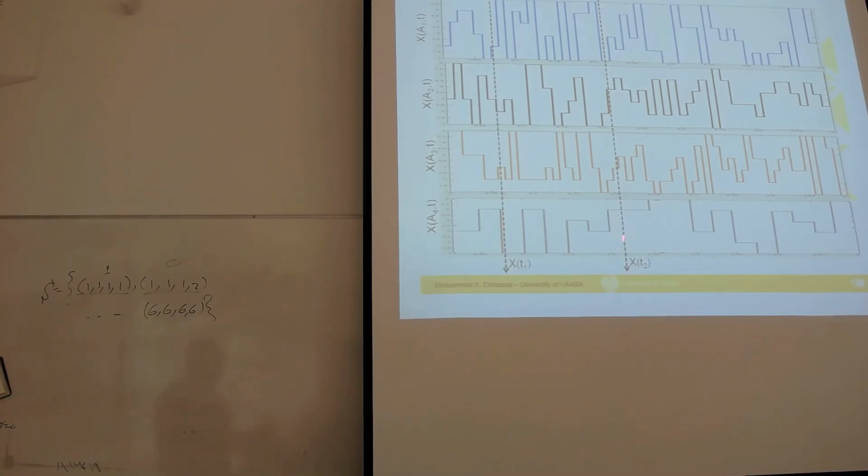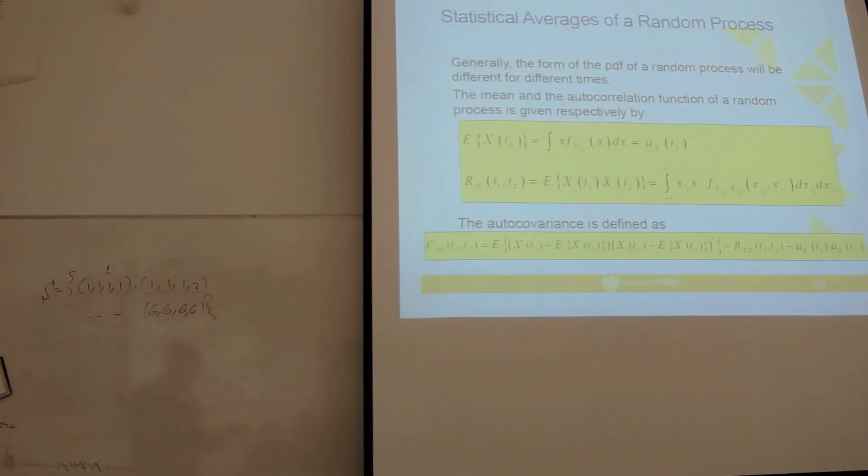If we take another time, t2, we might have a different average. So in that sense, the average now becomes a function of time. So the expected value of a random process x at time tk is equal to the mean, the average, but this average is valid at that time.